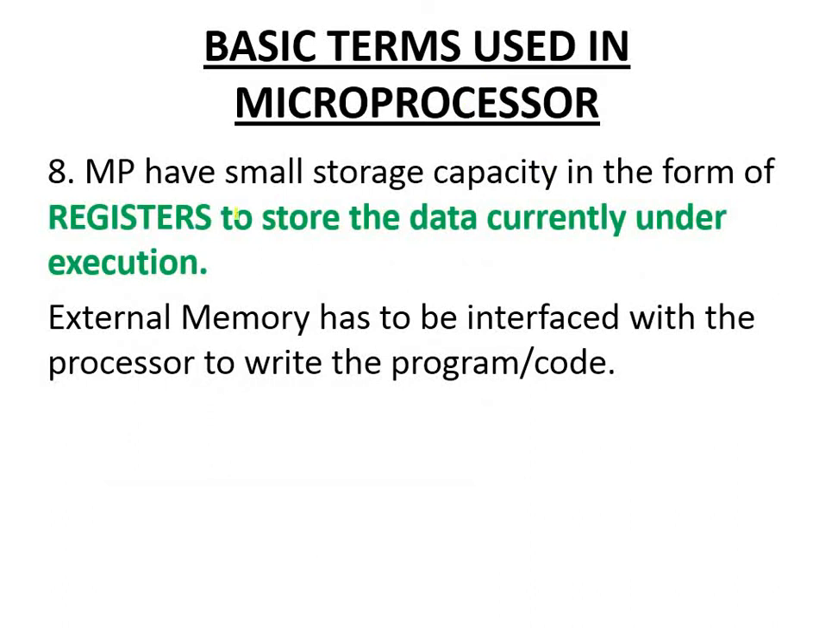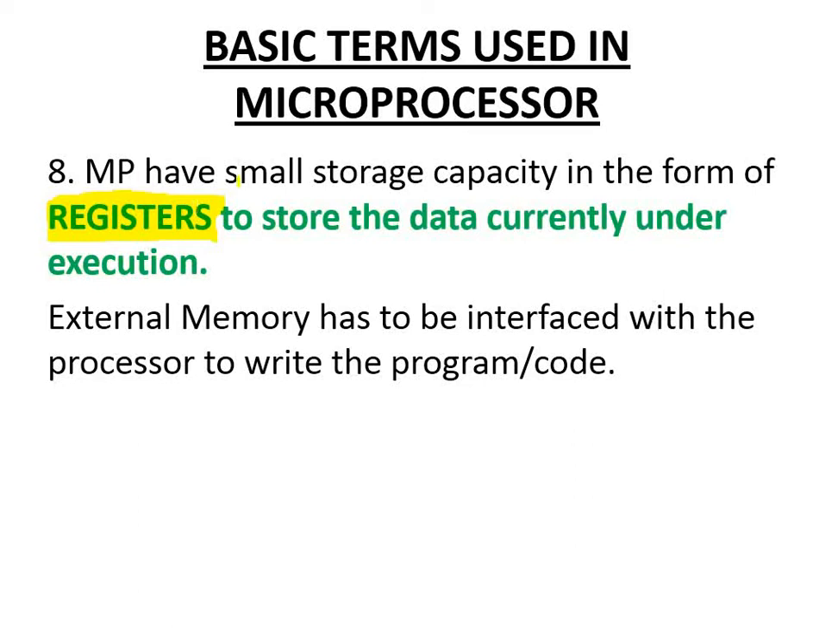Now we will see what registers are. You must have heard about the microprocessor registers: A, B, C, D, E, F, program counter register, stack pointer register, flag register. All those things you must have heard. So now we will see what registers are in a processor.